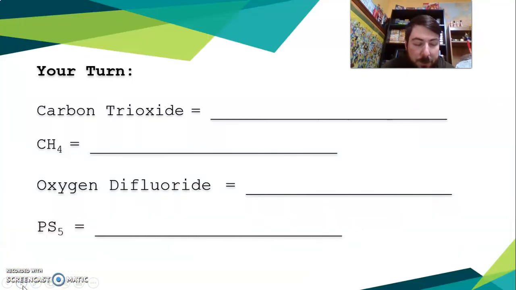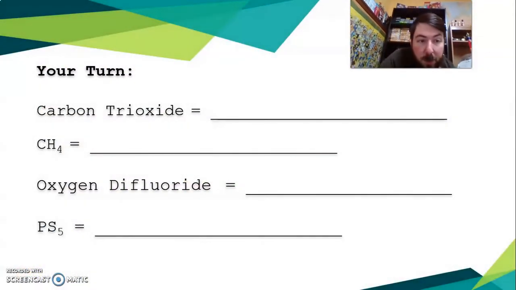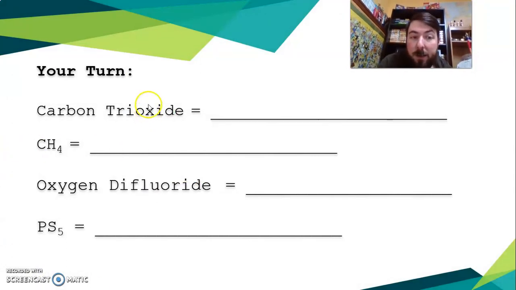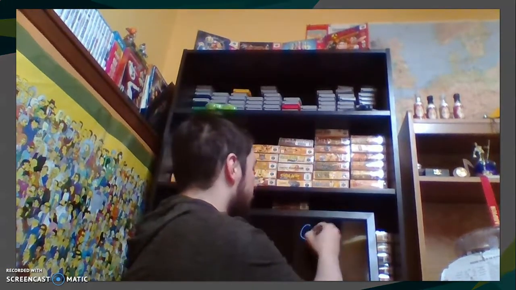Okay, so let's take a look at a few more examples here. I'm just going to go to the full screen here. There we go. So the first one was carbon, then O3. The carbon is obviously the letter C, the oxide is the O, and tri is the prefix for 3. So we get CO3, carbon trioxide.